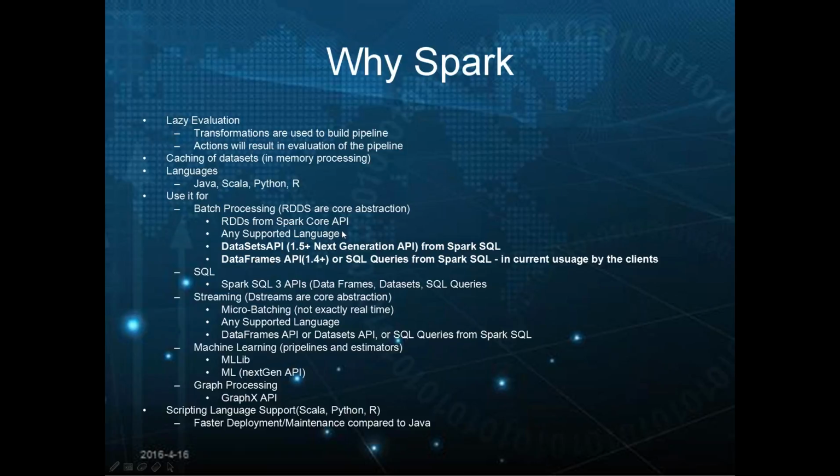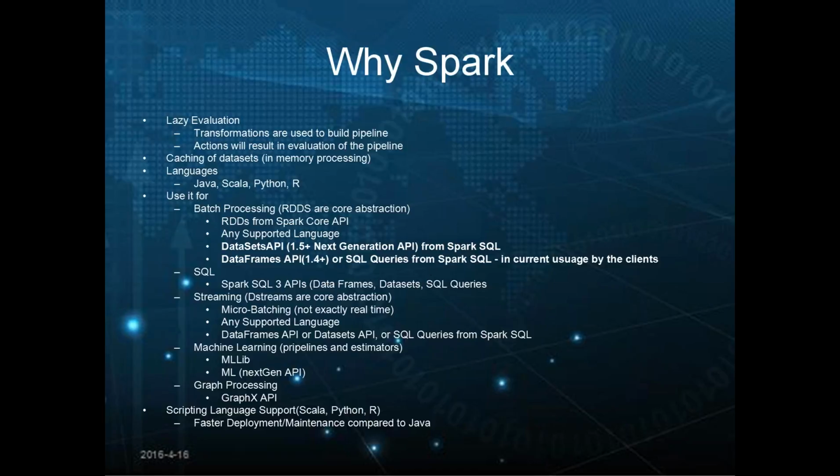And RDDs are these low-level things that people used to program like a year ago, but now we have these higher-level APIs called DataFrames and Datasets. The DataFrames API comes with Spark 1.4 plus, and you could just read your data into a data frame, which is like a logical table, and perform operations on it, just like in SQL or ETL. So it's a very high-level API that's very good. It is in current usage by the clients. They just started using the DataFrames API this year.